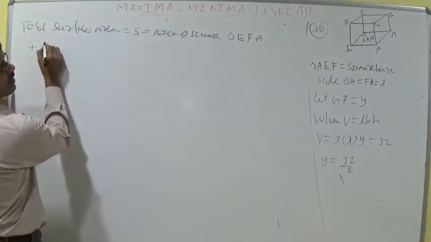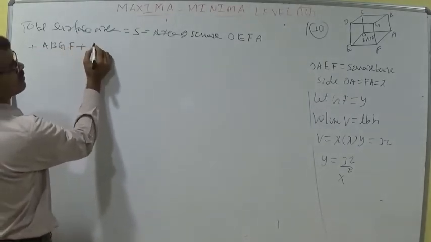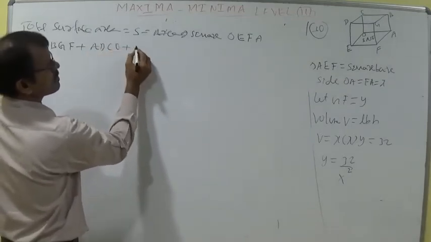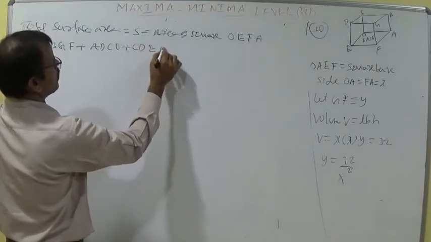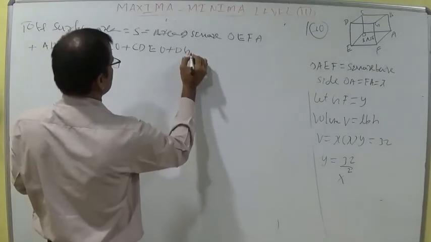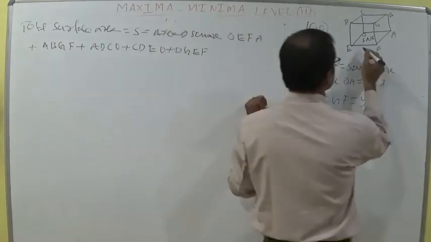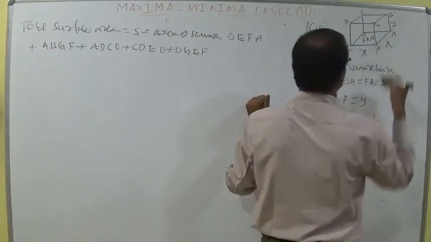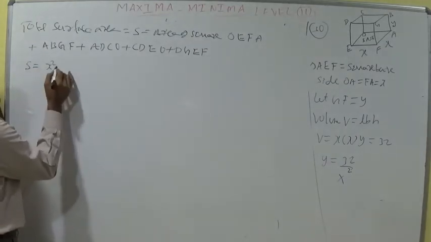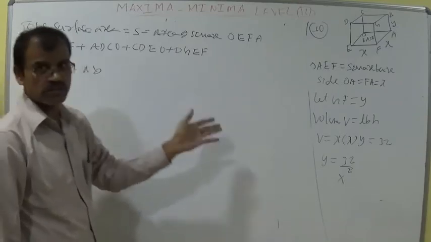I am writing here ABGF plus ABCO plus CDEO plus this one, DGEF. Try to understand, for everything, students, this is X, this is X, this is Y. So that implies area S, I am writing X square plus 4XY, because XY plus XY plus XY plus XY like that.